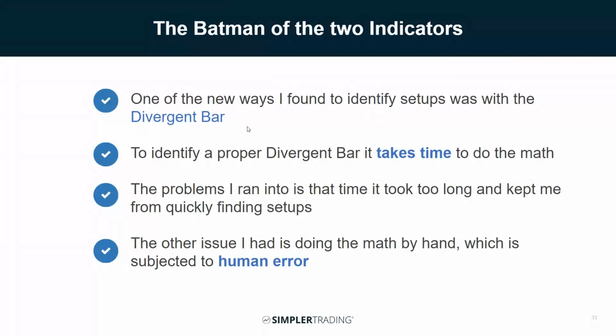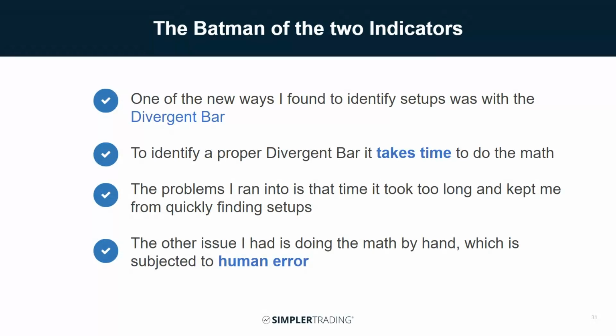And it's one of the new ways I found to identify setups. To identify a proper divergent bar, it takes time to actually do the math. The problem I ran into before I had the indicator created for me was it took too long to do the math on each individual symbol. So there were a lot of charts where I was missing out on trades just from the time it took to figure out whether or not it was printing a valid signal.